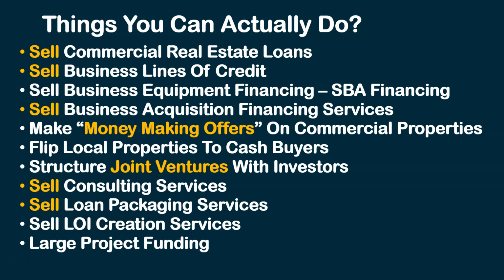And we can shoot these offers out in 5 and 10 minutes. So you can go to a place like LoopNet, identify the properties that you want, and you can have offers out on them in 5-10 minutes. The software that's included gives you the ability to do that. And you can do the local property flip for cash buyers, structure joint ventures with investors, and then you have services that you can actually sell. You can make a lot of money selling services by profiting from the processes.